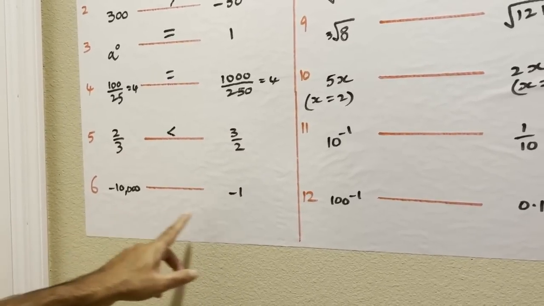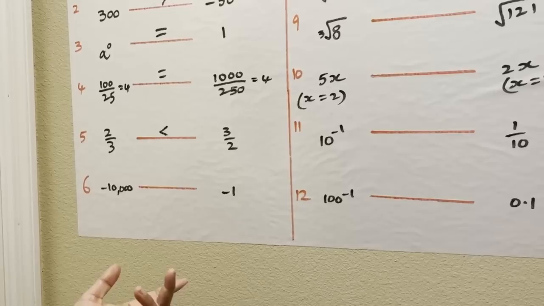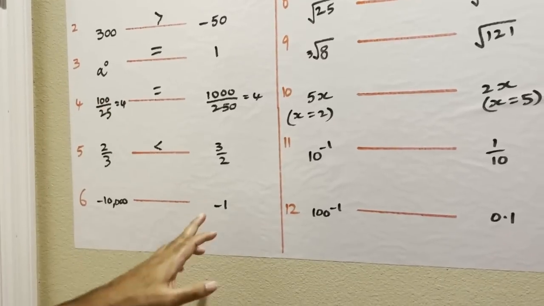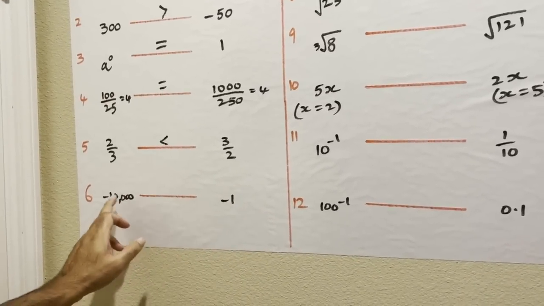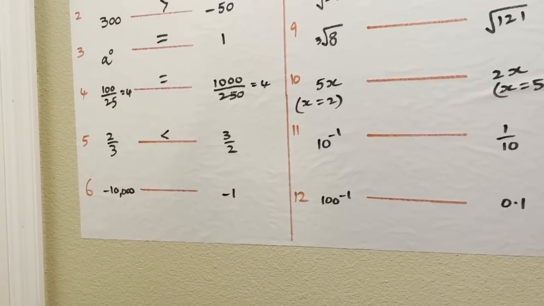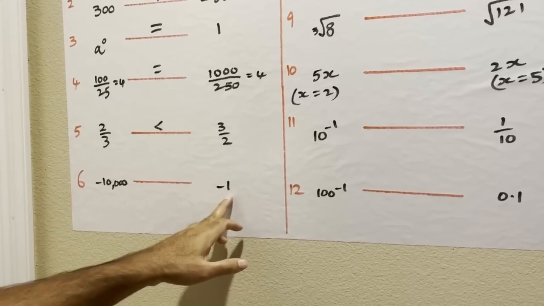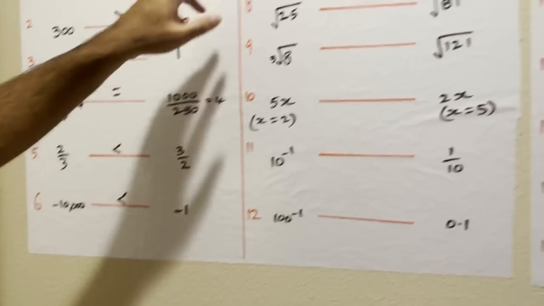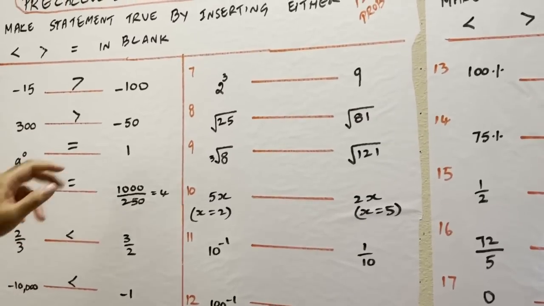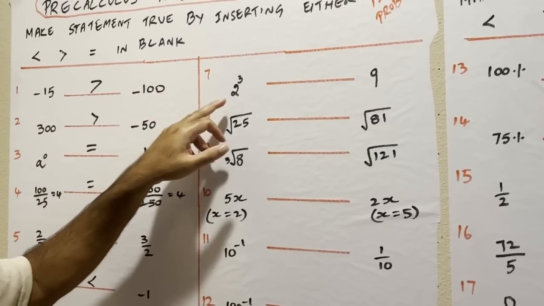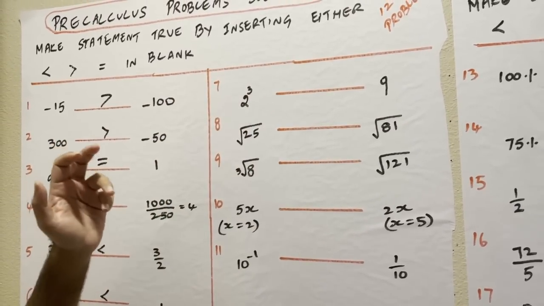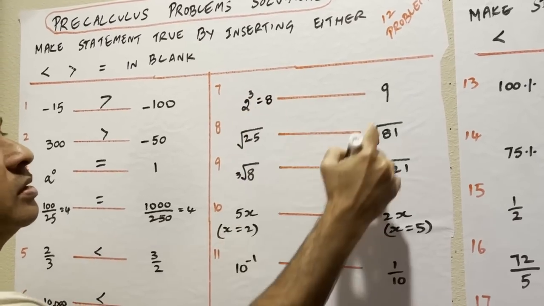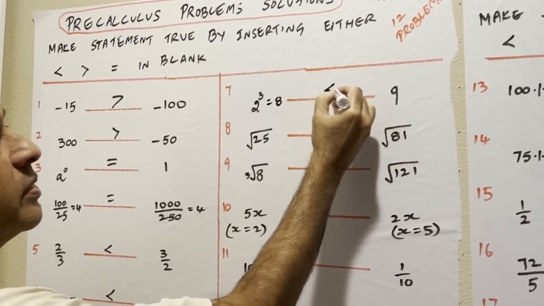Negative 10,000, negative 1. As I told you already, the number closer to 0 on the number line is greater. Negative 10,000 is very far from 0. This is minus 1. So this is greater. So we solved 6 problems. Let's continue. 7th problem, 2 power 3 is 2 times 2 times 2, which is 8. Here it's 9. So 9 is greater.